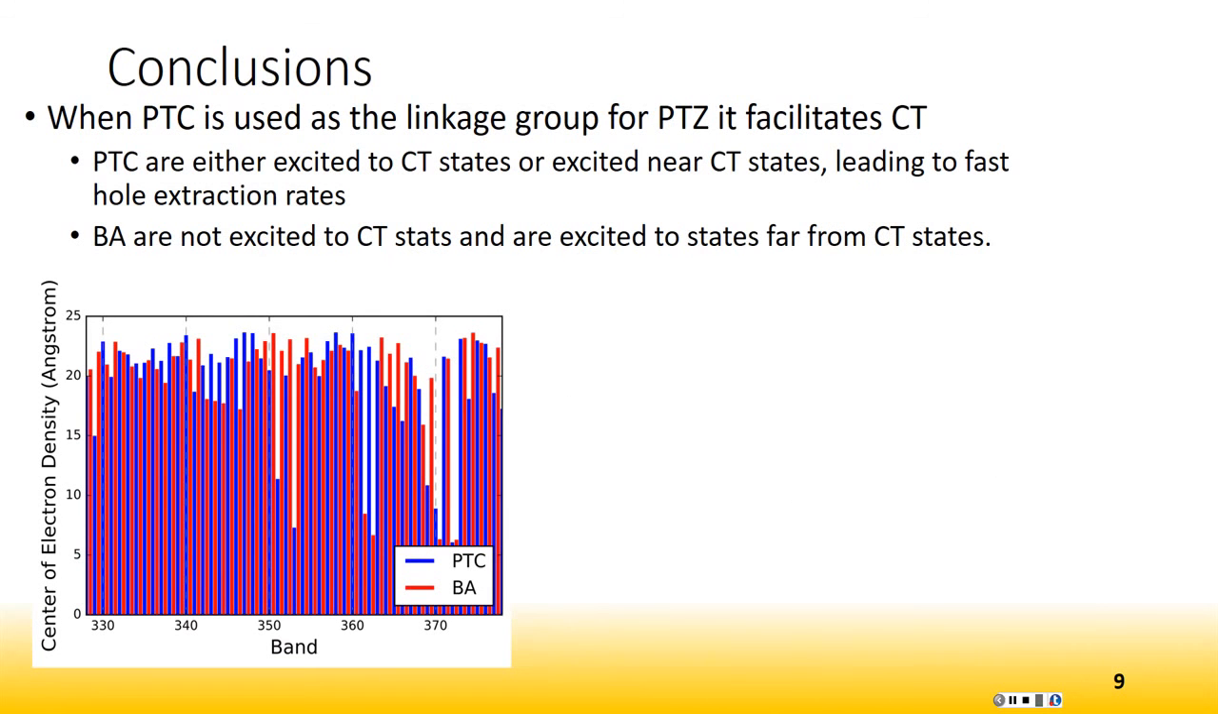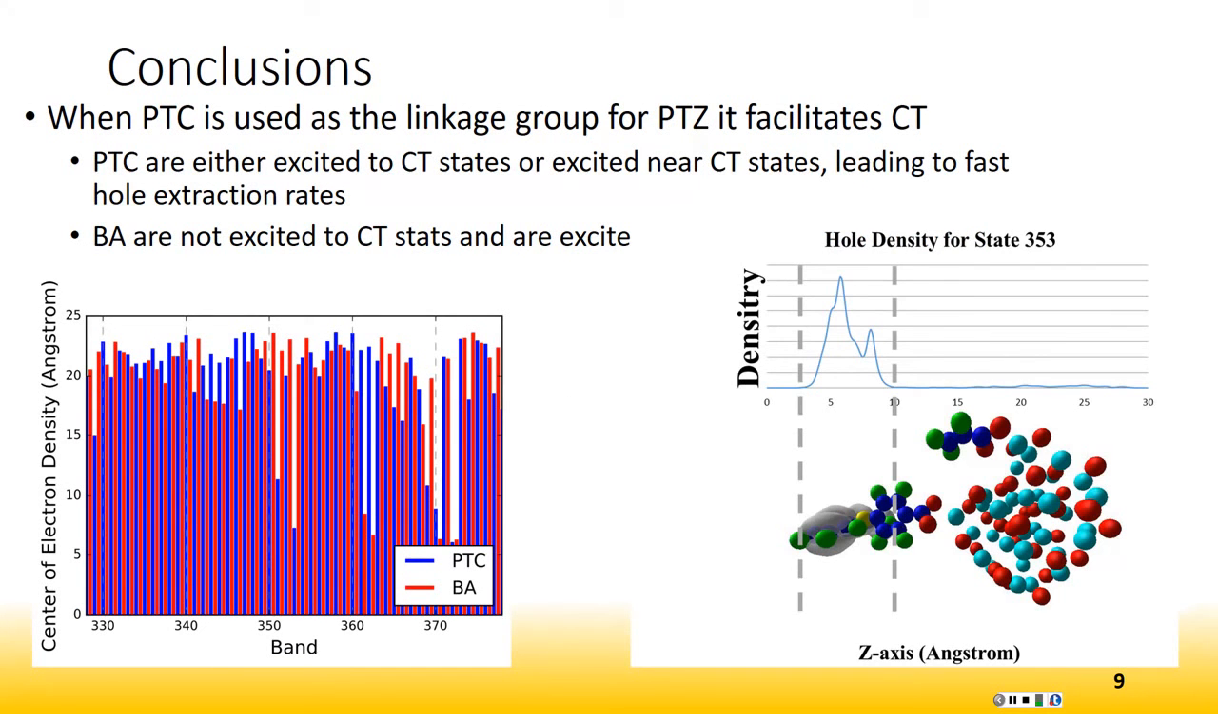In conclusion, PTC facilitates charge transfer because it is either initially excited to a charge transfer state or it is very close to a charge transfer state, whereas BA has to relax down to a charge transfer state, which will increase our rate for hole extraction.